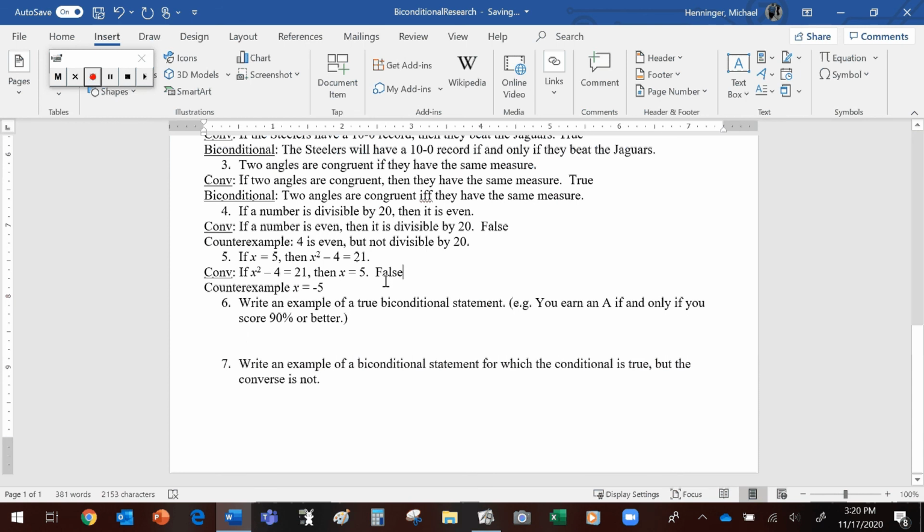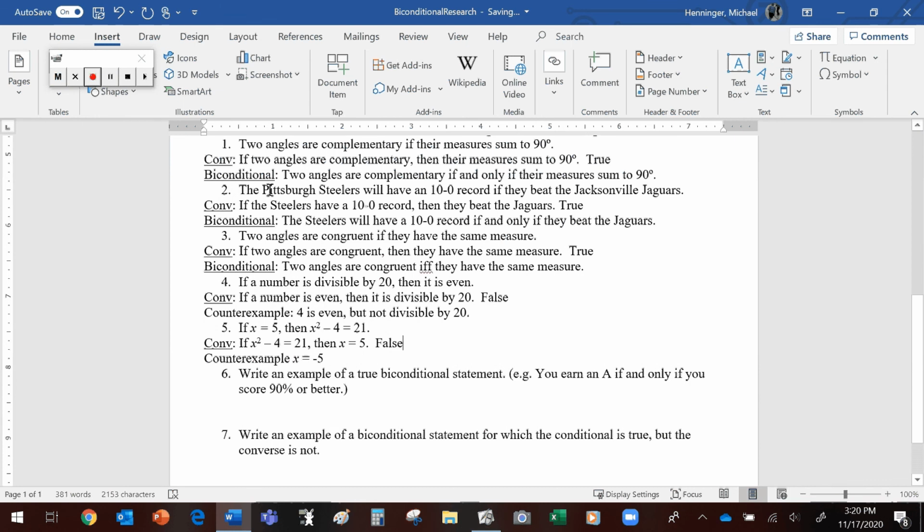Okay, so this is one way that we can check whether or not a biconditional statement is possible. Rewrite it using the converse, and if it's true, then we can write it using the phrase if and only if. Okay, if we write the converse and it's false, then all we need is a counterexample to show that it's false. Okay? All right.